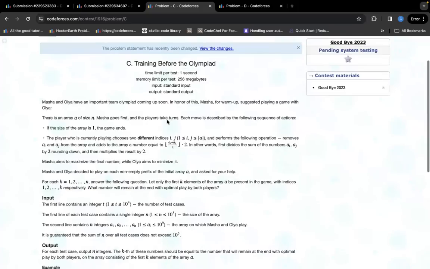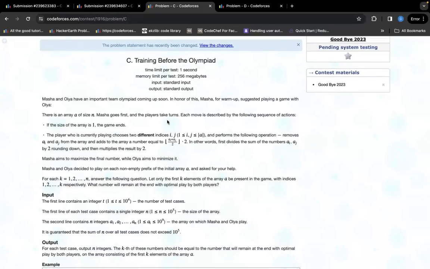So what does problem C say? Masha and Olia have an important so on and so forth. You are given an array of size n. Masha goes first and the players take turns. Each move is described by the following sequence of actions. If the size of the array is 1, the game ends. The player who is currently playing chooses two different indices i, j and performs the operation: removes AI and AJ from the array and adds a number.